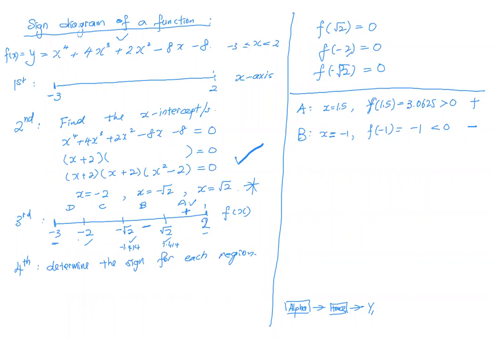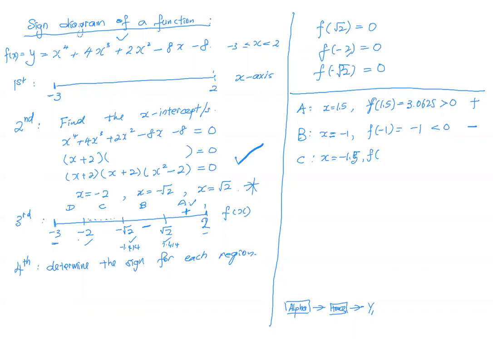Okay, then for region C, what value of X must I put? Hafiz, Aiman, give me the answer. Negative 1.8. Okay, negative 1.8, up to you. 1.5 is also okay. It doesn't matter. It doesn't have to be 1.5. As long as the number is between, any value here, it doesn't matter.